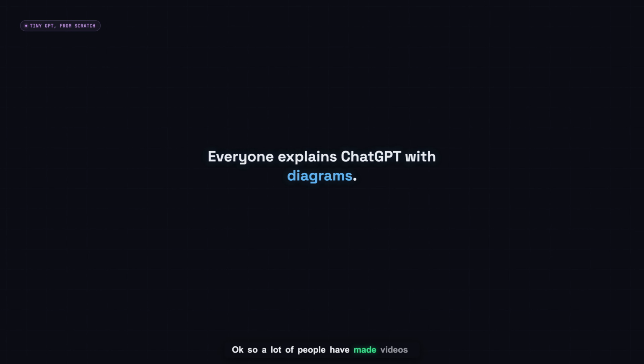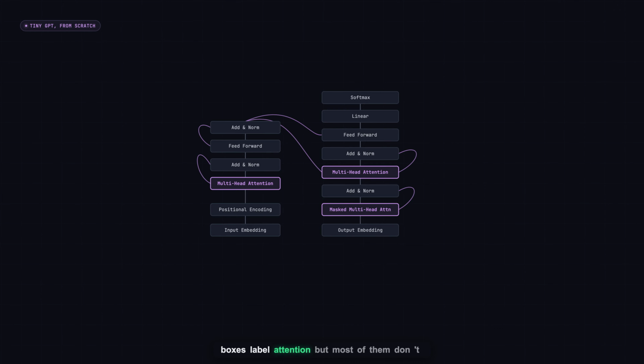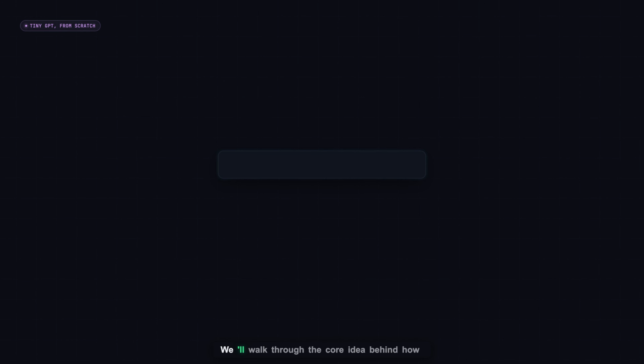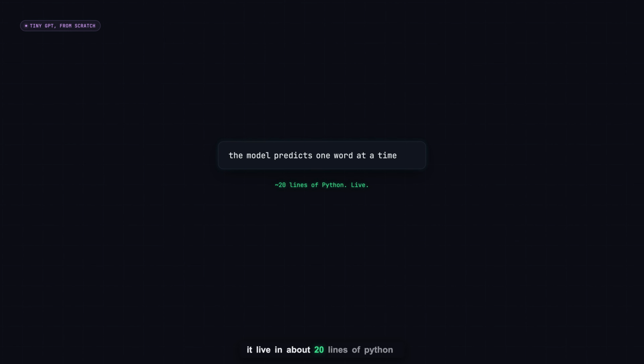Okay, so a lot of people have made videos explaining how ChatGPT works. Diagrams, arrows, boxes labeled attention. But most of them don't actually let you build something and watch it run yourself. So that's what we are doing today. We'll walk through the core idea behind how ChatGPT generates text, one word at a time, and then build a small working version of it, live in about 20 lines of Python.